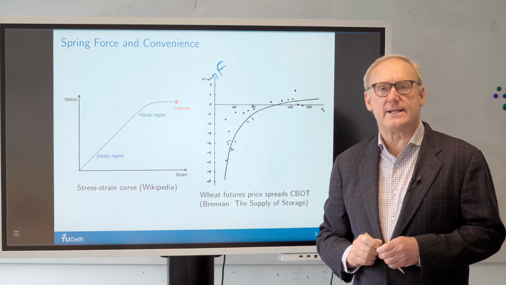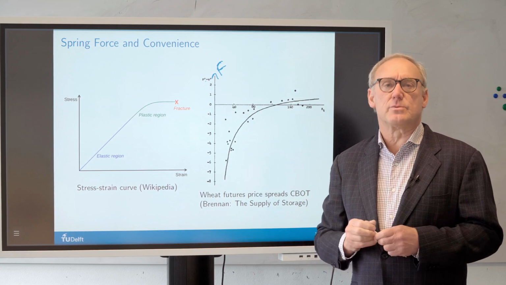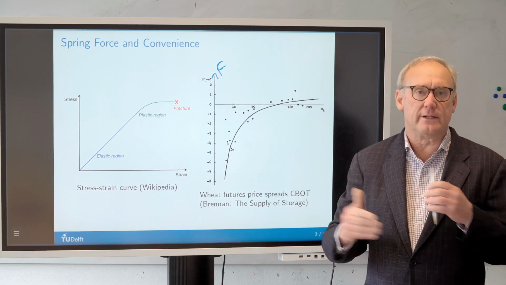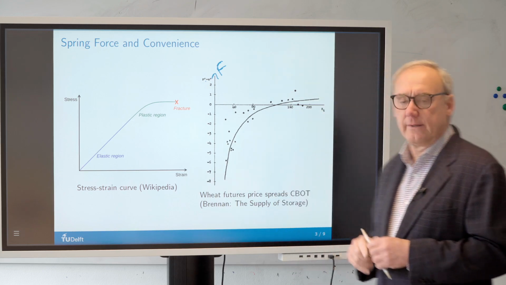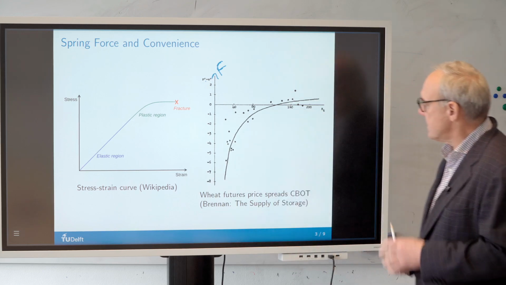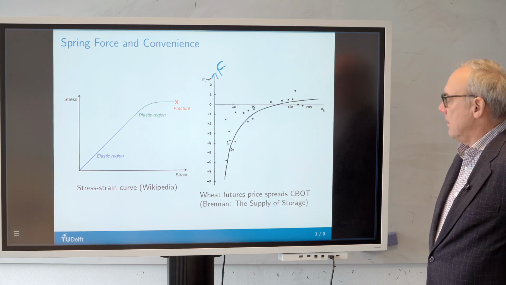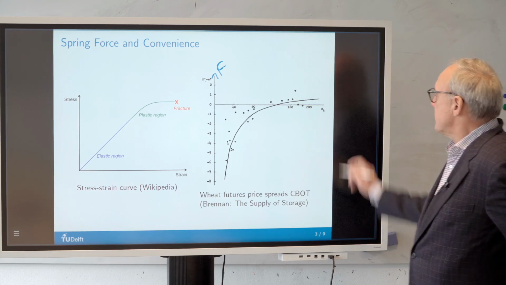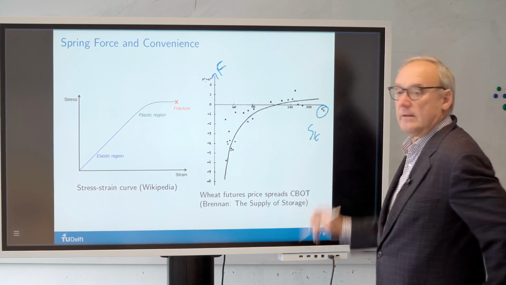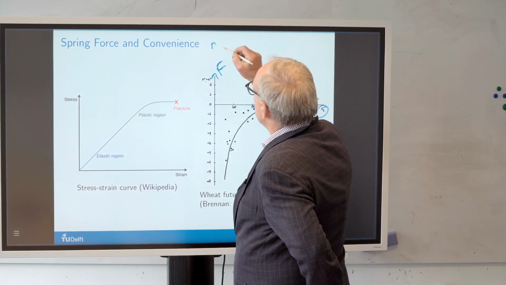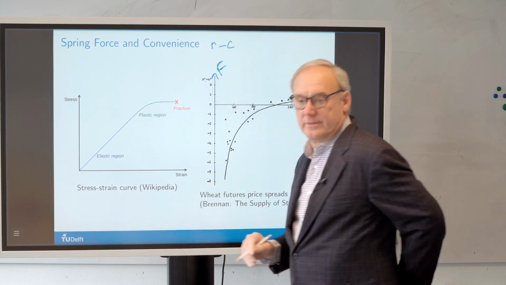And in those days, economists were more concerned with actual data and actual applicability. Nowadays, you'll see economists are mostly theoretical, okay? And they wouldn't fit these relationships. So this is one for wheat futures price spread, okay? What does it say on the axis? This is stock, S of T, stock at time T. And the other one? This is the interest rate minus the convenience yield, okay?